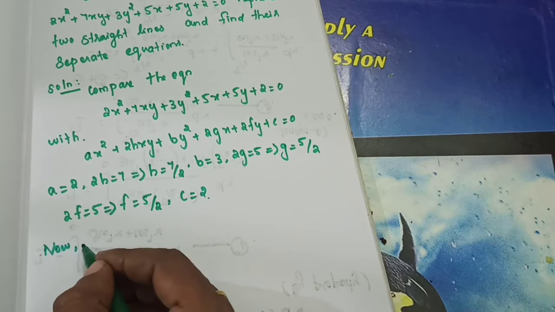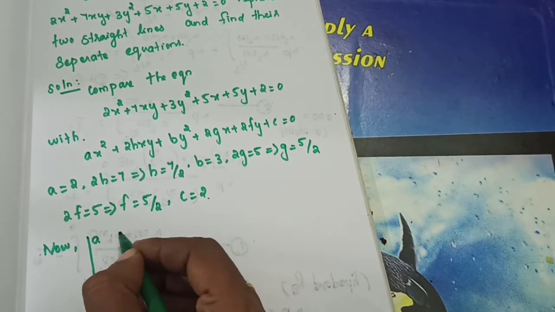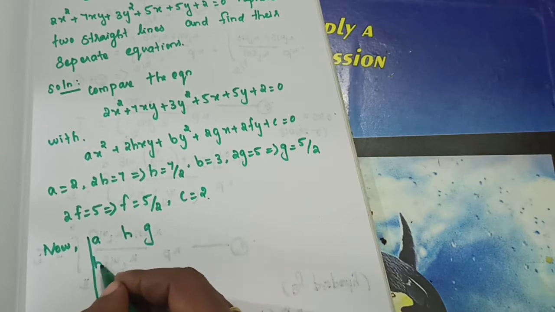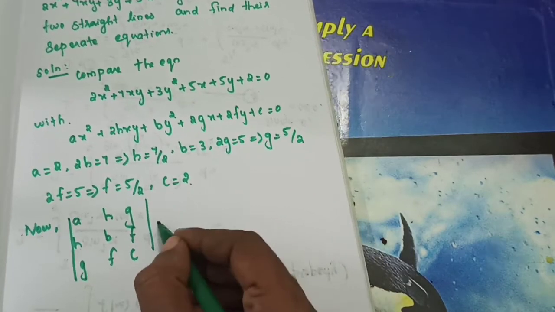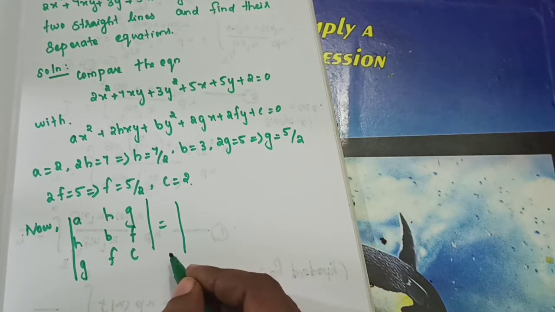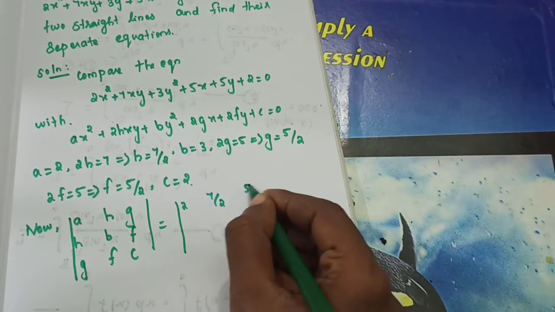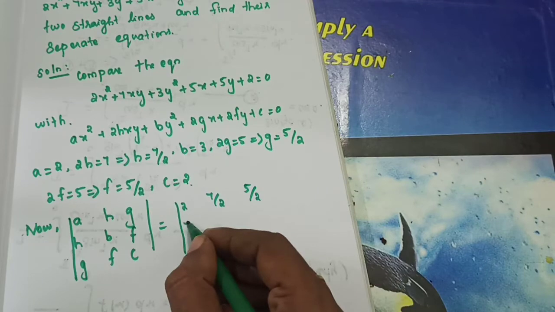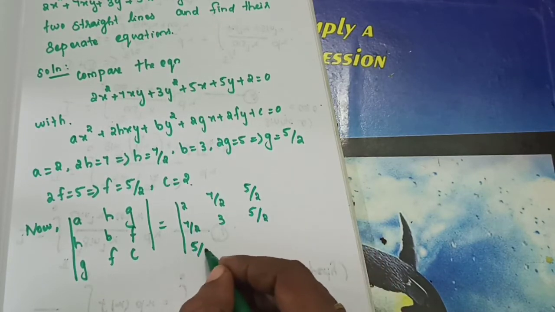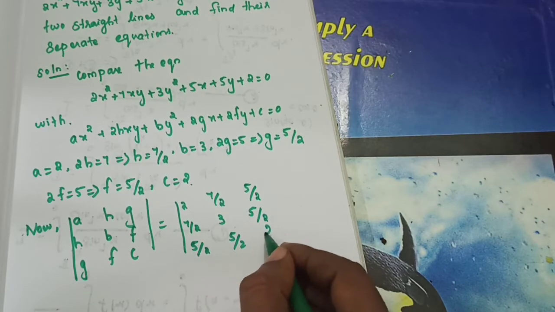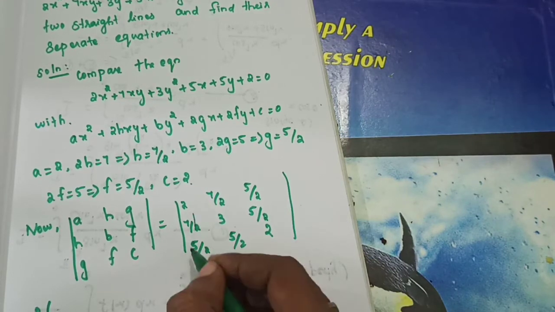Now I am using the determinant method. Okay, both also correct. So determinant a h g, h b f, g f c equal to 0. If you prove this, means this also correct, otherwise that same equation. Don't confuse. Okay, a value 2, 7 by 2, 5 by 2, 7 by 2, 3, 5 by 2, 5 by 2, 5 by 2, 2. Substitute all the values. Now expand the determinant. So this and this it will go.